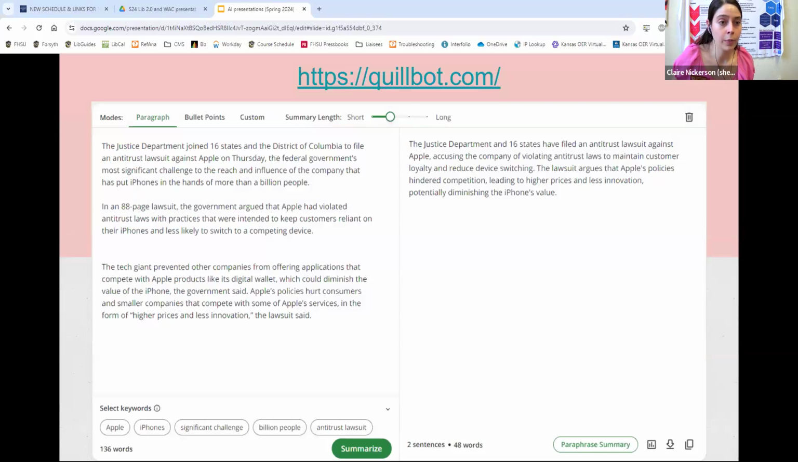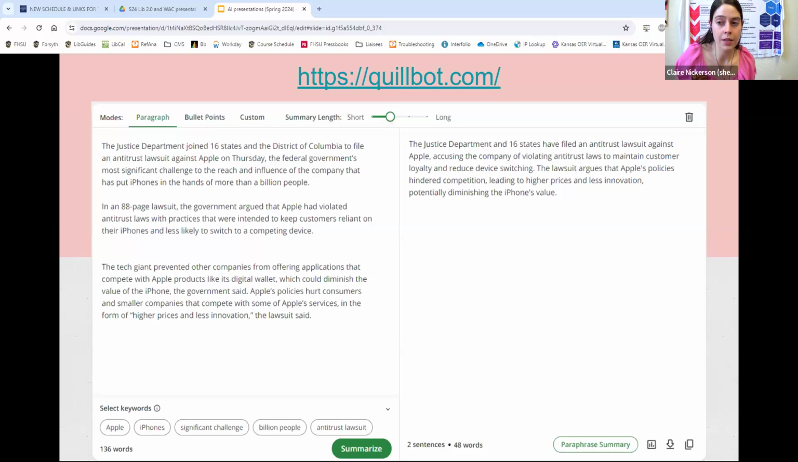Then we have Quillbot. Quillbot paraphrases or summarizes short passages for free. So students can use it to help them practice paraphrasing if that's a skill that they're working on, or summarizing passages from articles, or it could also be used to rewrite their own prose for clarity.